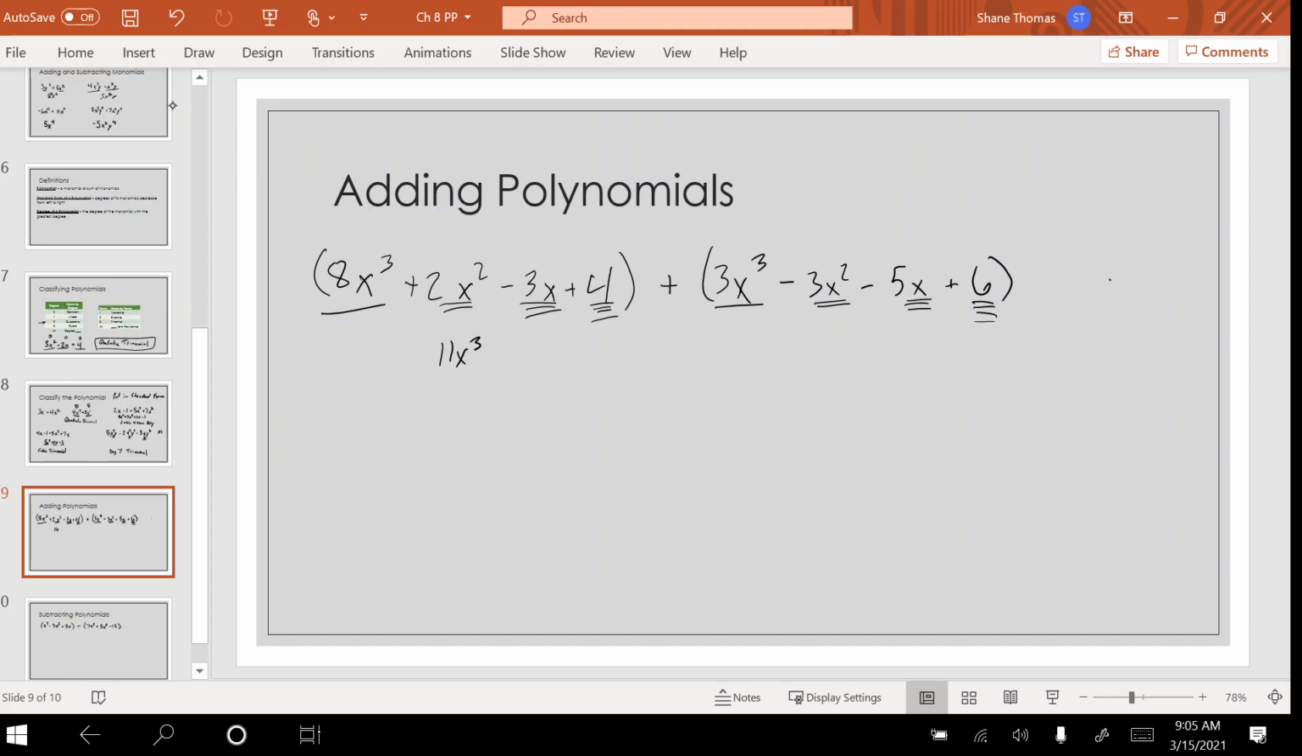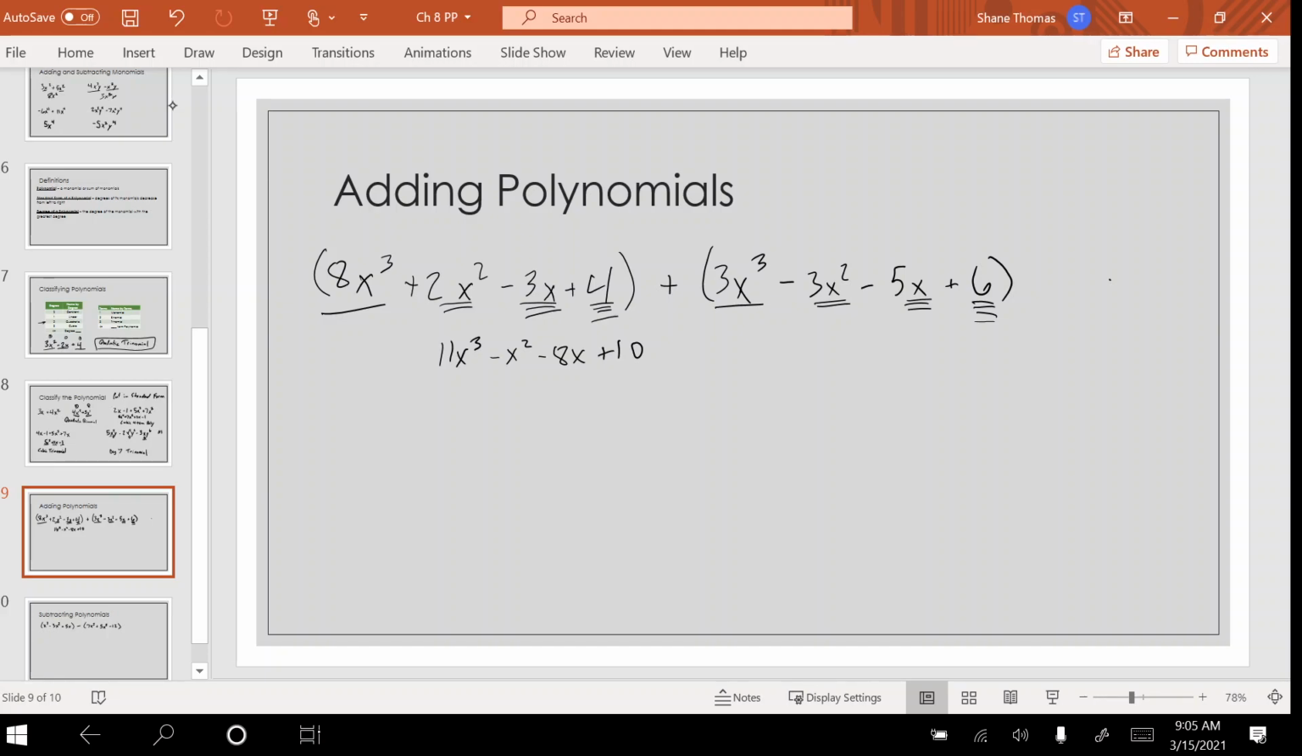11x to the third. 2x squared, minus 3x squared, negative x squared. Negative 3x and negative 5x, negative 8x. 4 and 6, 10. So we went through, we combined all our like terms, right?